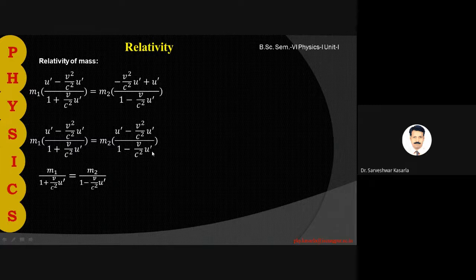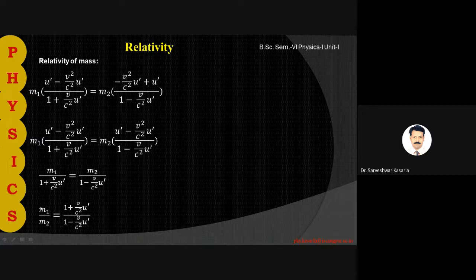Now, these rigorous calculations can be simplified by replacing this term by x. Say v upon c square into u dash can be taken as x, so that will be simplified. But even though, we have taken it as it is.